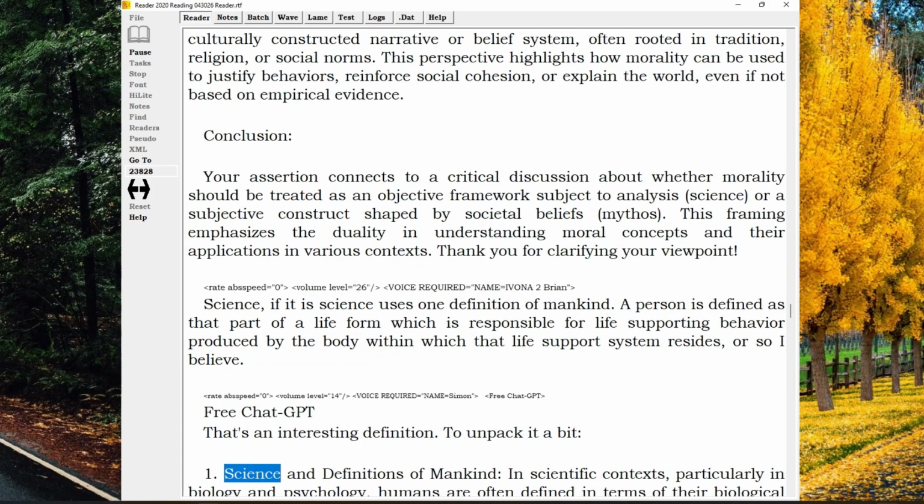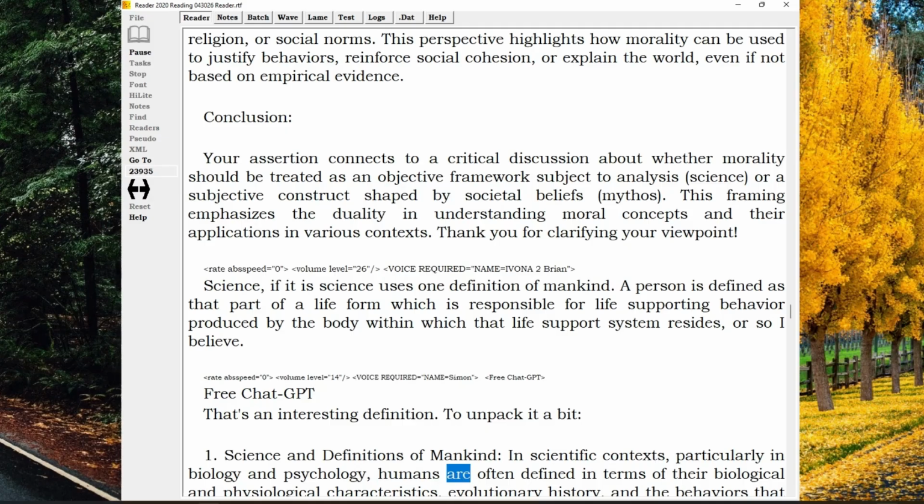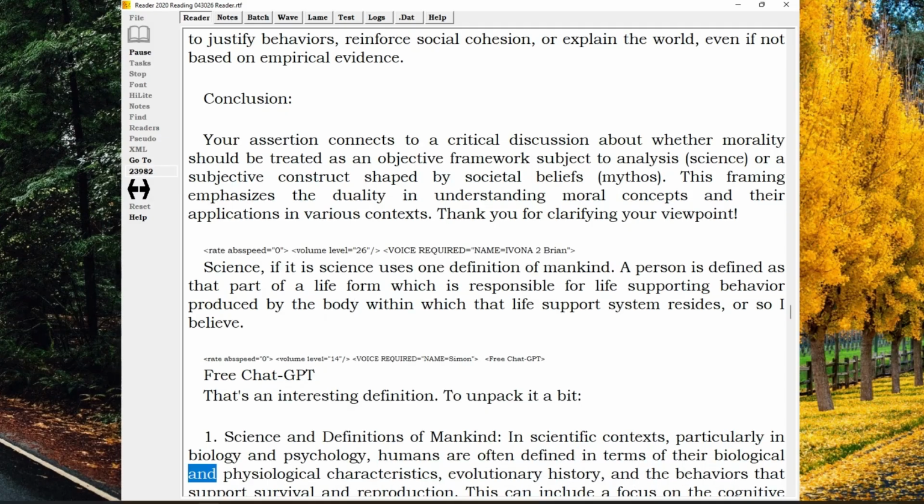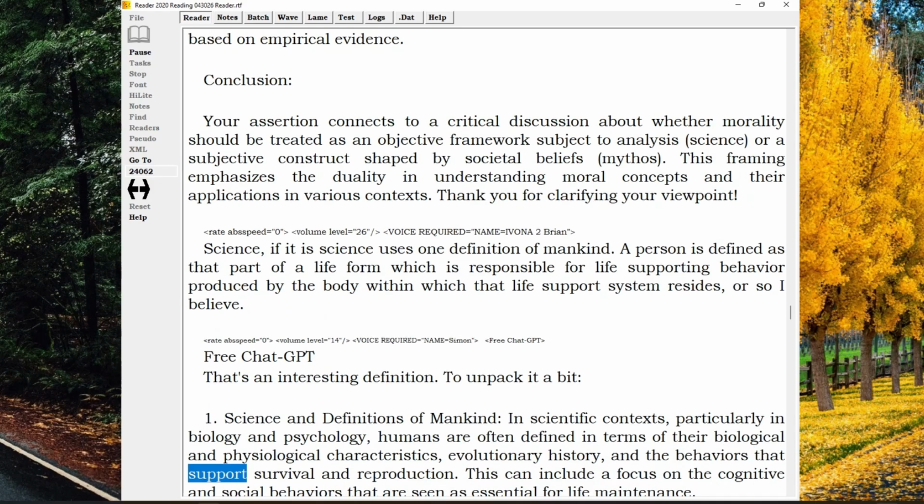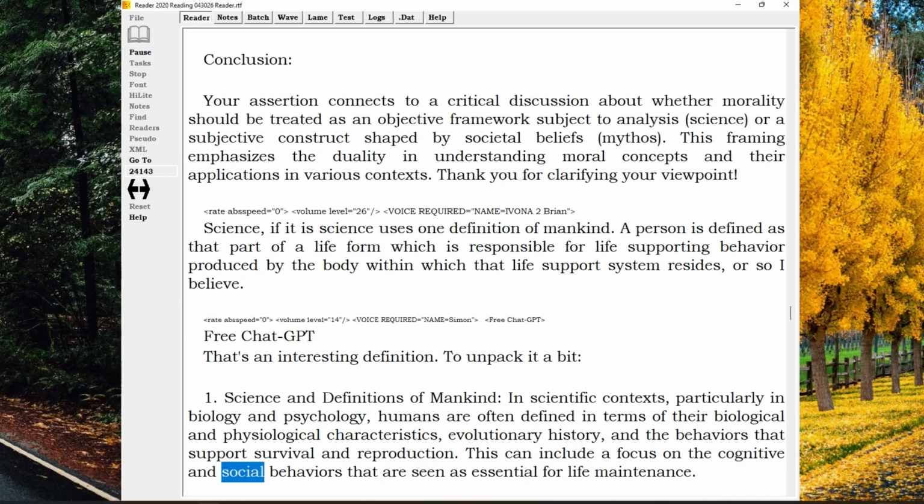1. Science and definitions of mankind. In scientific contexts, particularly in biology and psychology, humans are often defined in terms of their biological and physiological characteristics, evolutionary history, and the behaviors that support survival and reproduction. This can include a focus on the cognitive and social behaviors that are seen as essential for life maintenance.